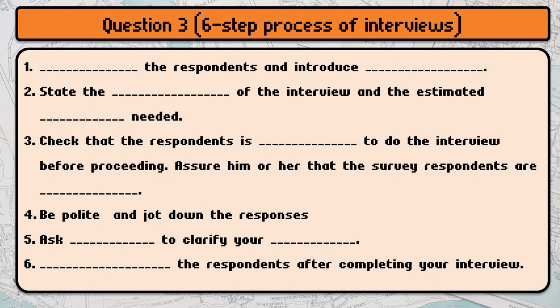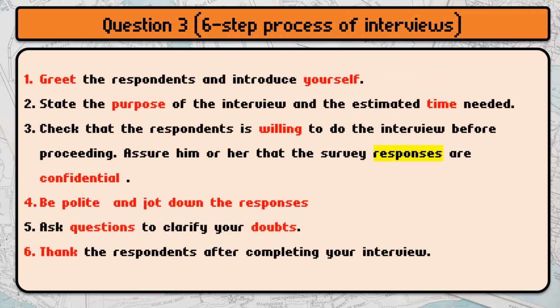Alright, so in the story, one of the classmates was trying to suggest that they should do interviews instead. So this is a 6-step process of interviews. It is the 6 things that you need to remember when you are carrying out interviews. So firstly, you need to greet the respondents and introduce yourself. Secondly, state the purpose of the interview. For example, hi sir, we are carrying out an interview to find out whether Tampines neighborhood is inclusive. This will only take around 5 minutes of your time.